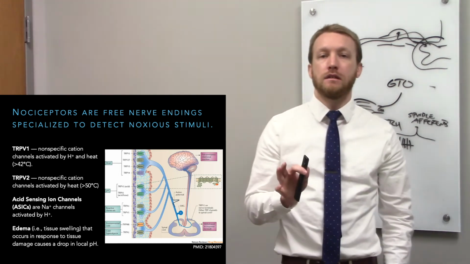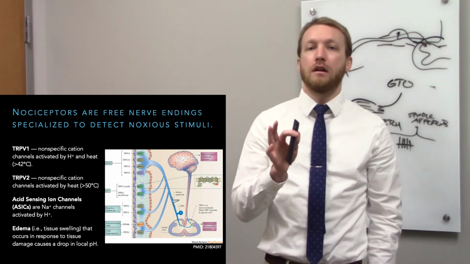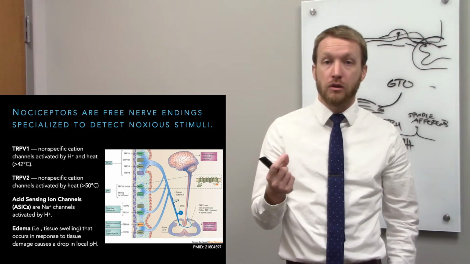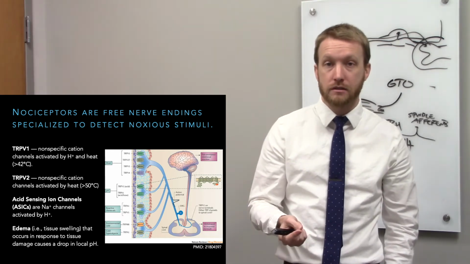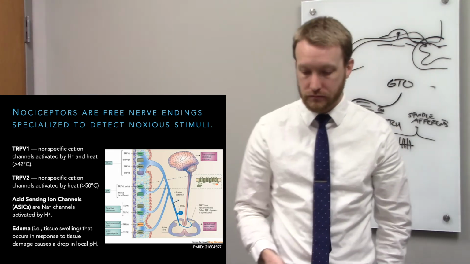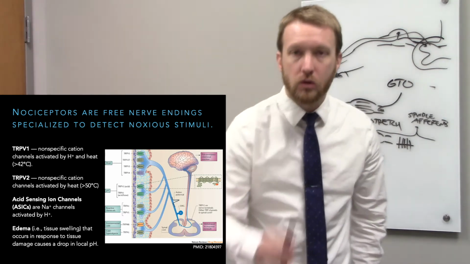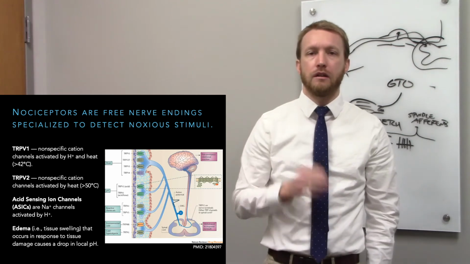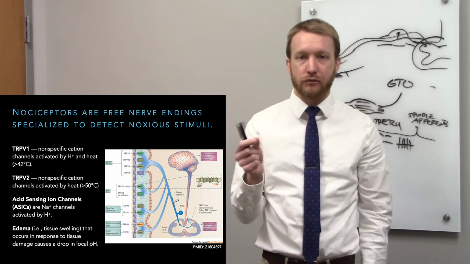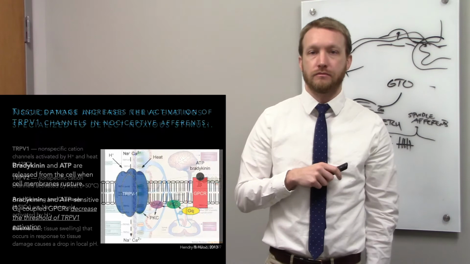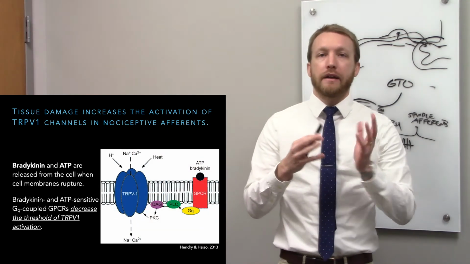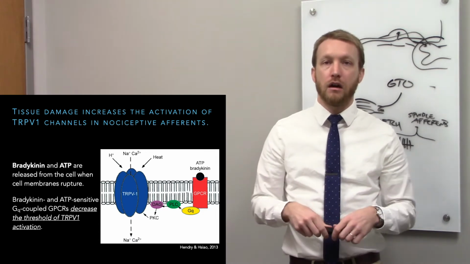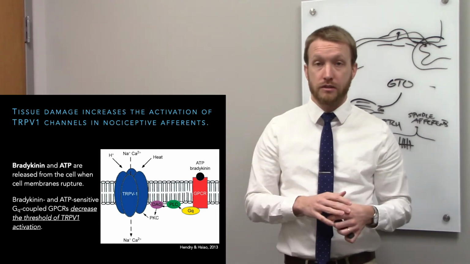Now that acid is going to be caused by edema or swelling. So whenever we have an injury, we're going to create an inflammatory response. That's going to cause some swelling. We'll go over later how that works. That swelling, though, is going to create a local drop in pH because we have reduced gas exchange. Now, the activity of our TRP channels is going to be changed depending on other receptors present on nociceptive afferents.